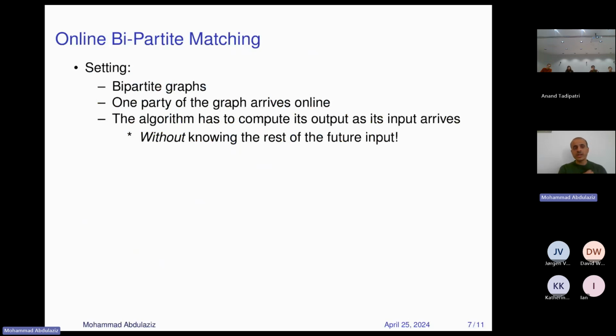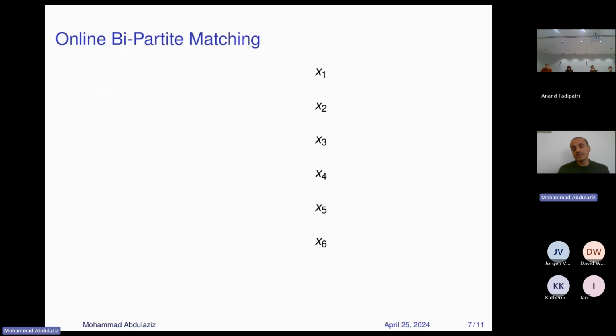And when I say online here, what I mean is that one side of the graph arrives online. What does that mean for an algorithm like this? When such a vertex arrives on the online side, you have to immediately decide if you're going to accept one of its edges in the matching or not. You cannot wait until the entire online side arrives and then compute your matching. You have to do it online as edges arrive. And this models a lot of practical situations, like, for example, ride sharing or online markets of different sorts.